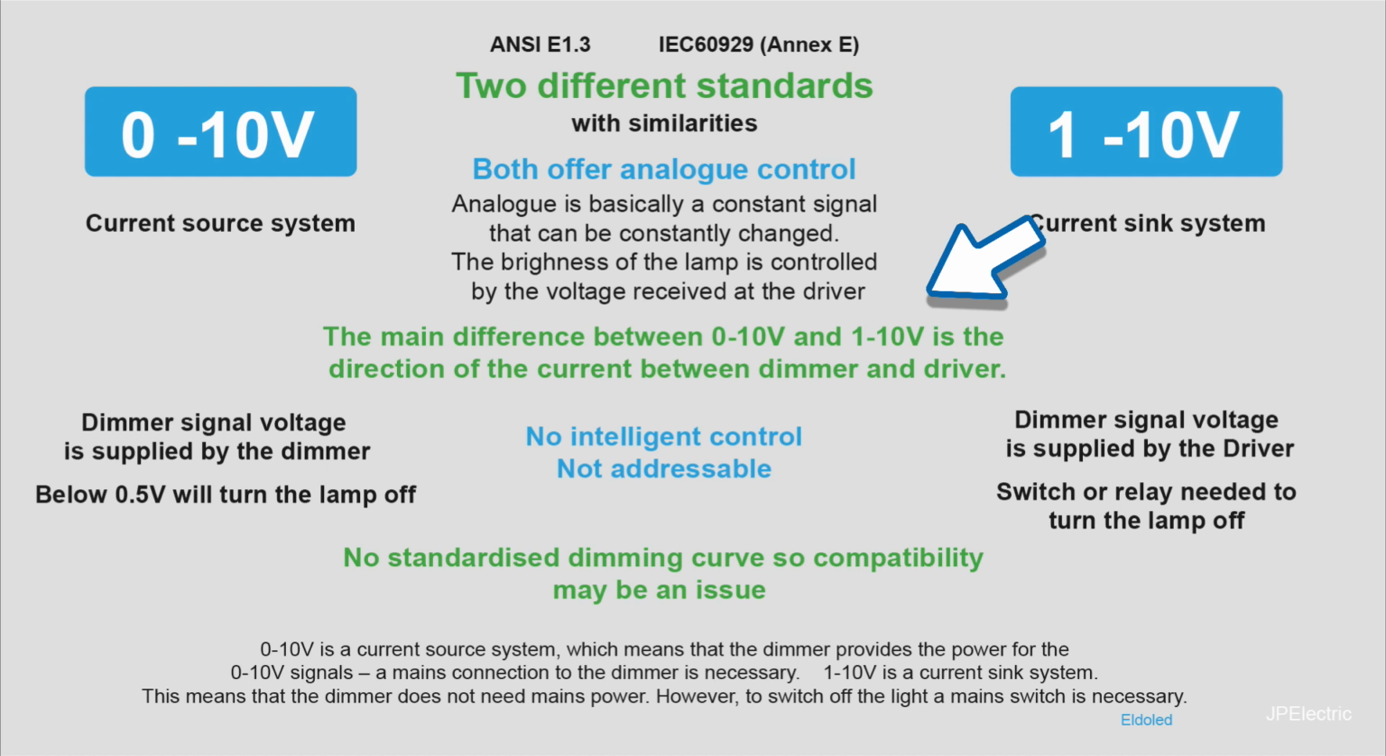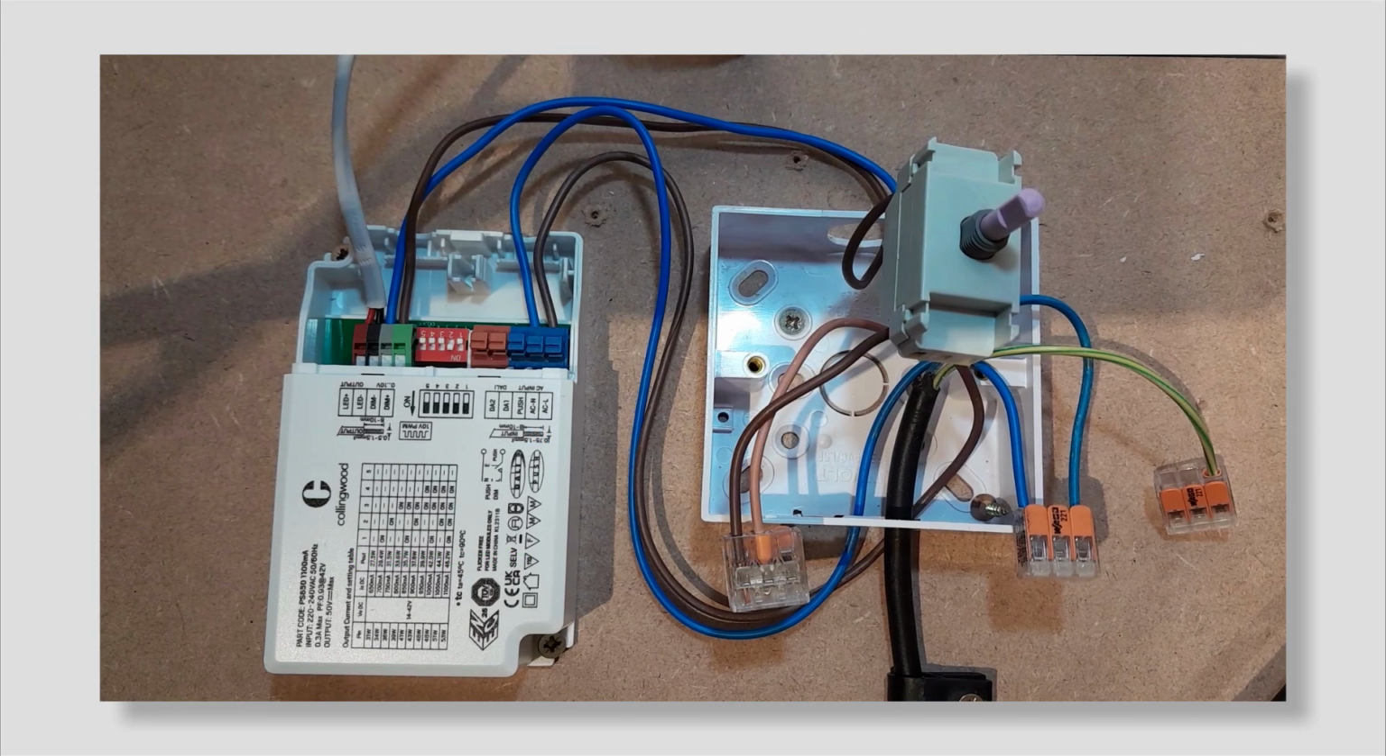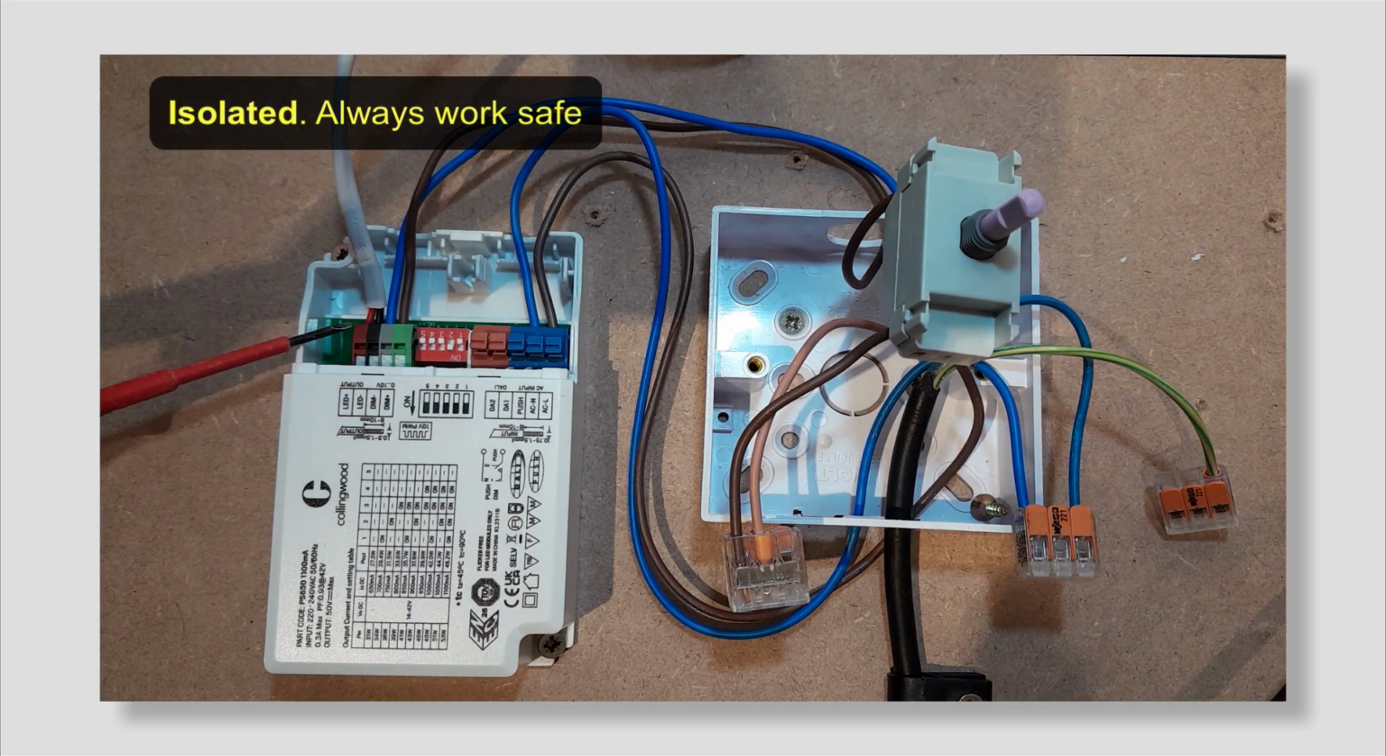It does have its downsides. You don't get any intelligent control, RGB and such. It's not addressable. It doesn't communicate with you. There's no standardized dimming curve, so compatibility with other 1 to 10 modules, drivers, lights may not give you the dimming performance that you want. With 0 to 10 volts, you can actually switch the lamp off with the signal voltage. With 1 to 10 volt, you need some kind of switch or relay to turn the lamp off. But it's a pretty robust system which has been around for a long time and it's quite simple to install really. Here's a little video.